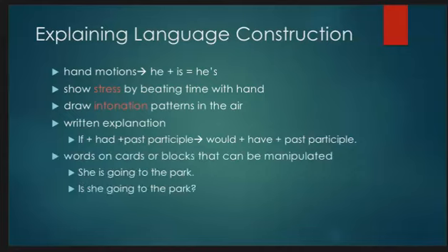It can also be helpful to use words on cards or on blocks that can be manipulated and moved around. That can be helpful in showing question formation. So you can write it as a statement first, she is going to the park, and then flip the subject and the auxiliary verb, is and she. So you get, is she going to the park? And show students that pattern in that way so they can visually see how you flip those.